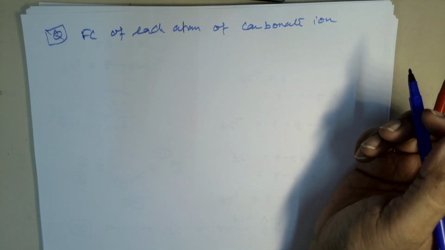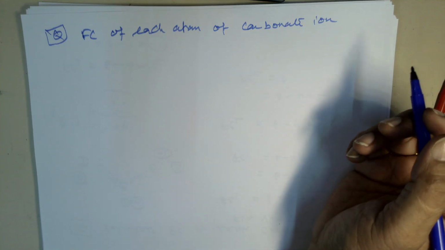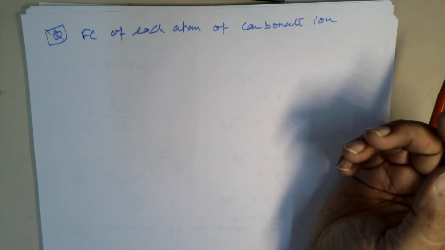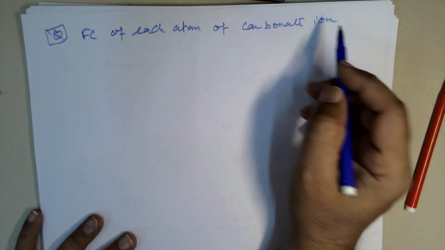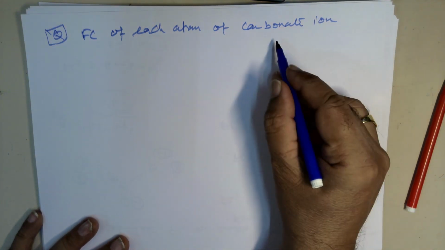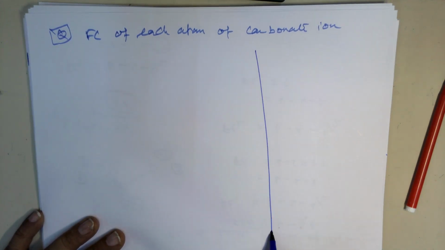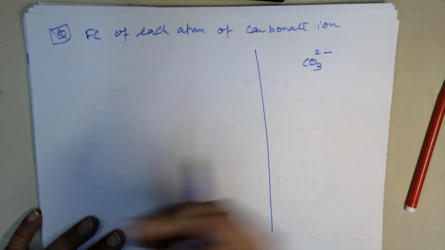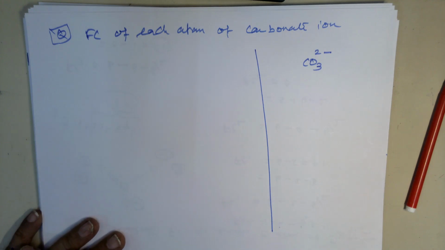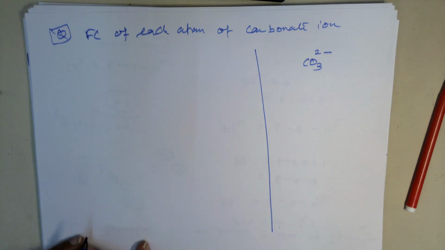First of all, you should be able to arrive at the Lewis structure of carbonate anion. Can you do it? I will give you the clue. What is carbonate? CO3 2 minus. This is called carbonate anion. So first you establish the Lewis structure of carbonate anion, then proceed with the formal charge. Can you do it? Try.